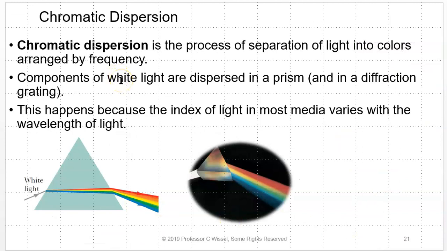Chromatic dispersion. Chromatic dispersion is when light separates into colors. In other words, white light has all the different colors in it. And when it encounters a medium with an index of refraction that is higher than air, and you have the shape this way, this is a prism, then you have a splitting of the colors. It's because the index of refraction in most media varies with the wavelength of light. And typically, the shorter wavelengths are bent more than the longer wavelengths.